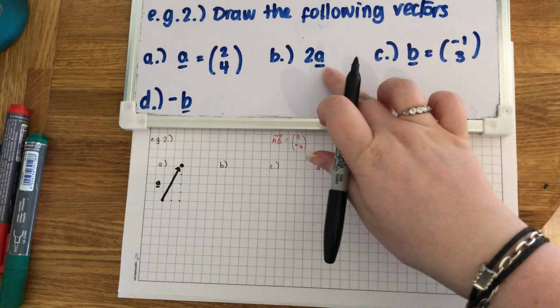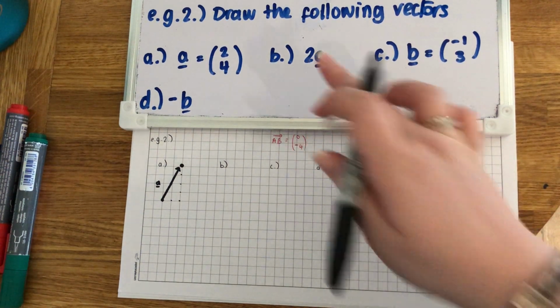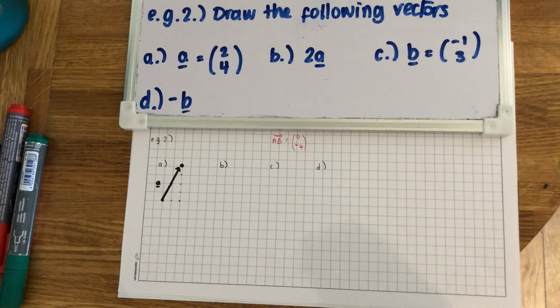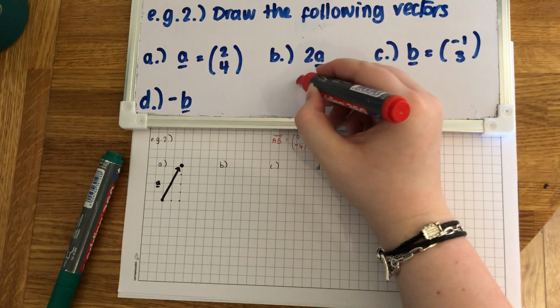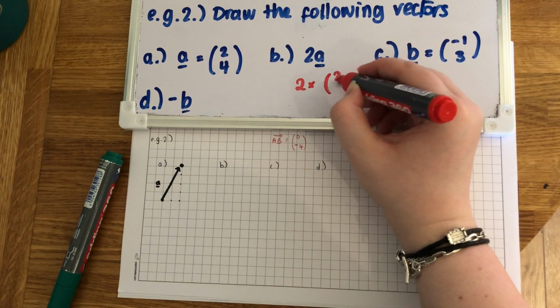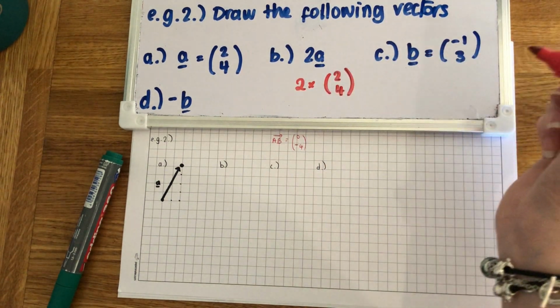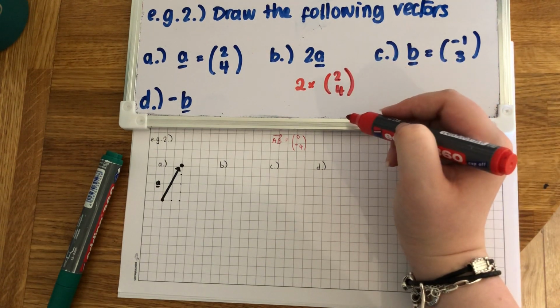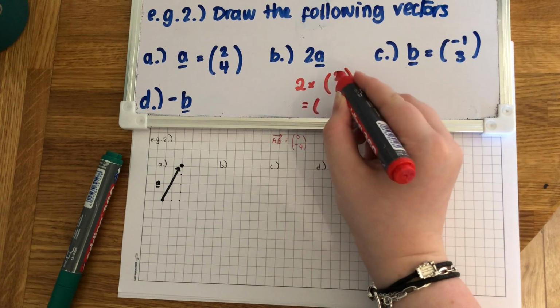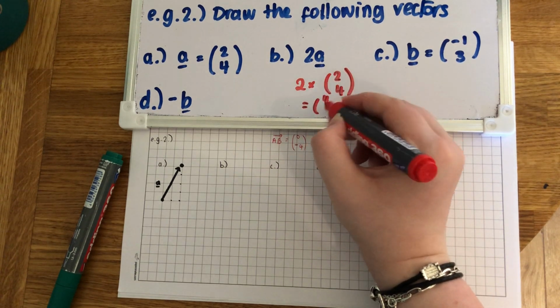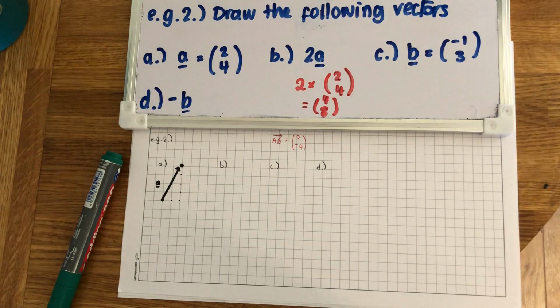Okay, so 2A. Now this 2 in front of the A we call a scalar, which means it's just a number that we multiply the vector by. Okay, so I'm going to do it under here. Actually, I'll do it on there. So we know that A is 2 and 4. So all we do is multiply the 2 and the 4 by the 2 scalar. Okay, so that's going to become 2 times 2 is 4. 2 times 4 is 8.